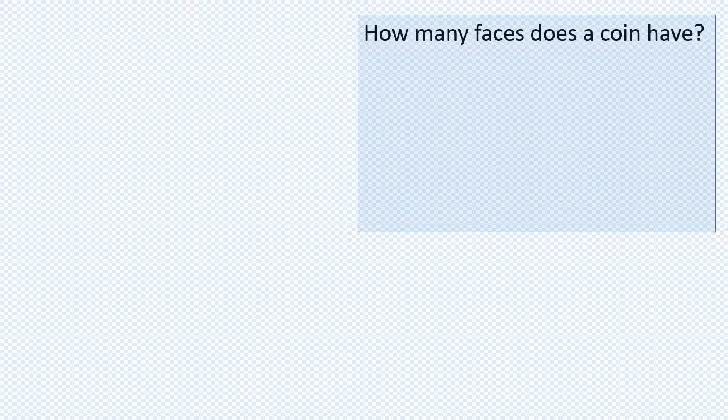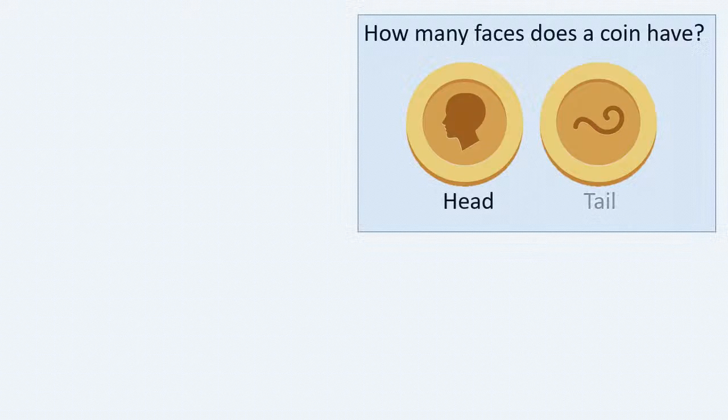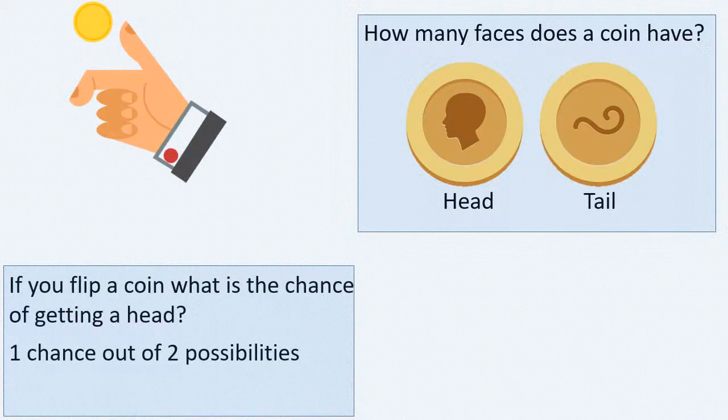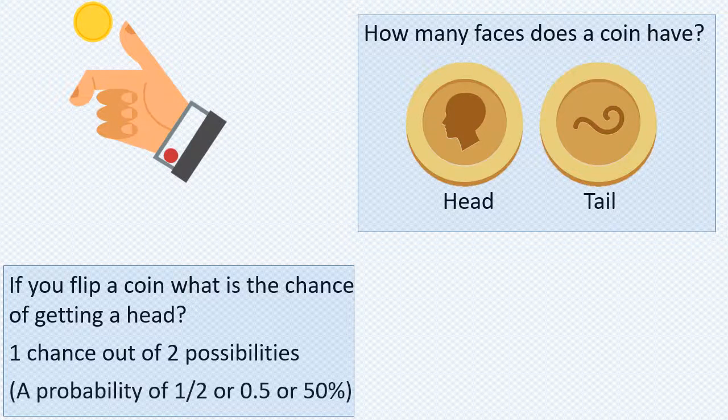How many faces does a coin have? Of course, we have heads and tails. If we flip a coin, what is the chance of getting a head? Well, it's quite simple. It's one chance out of two possibilities. Therefore, we call this a probability of 1 out of 2. Or we can also say that the probability is 0.5. Or if we want to put it in percentage form, we can say that the probability is 50%.